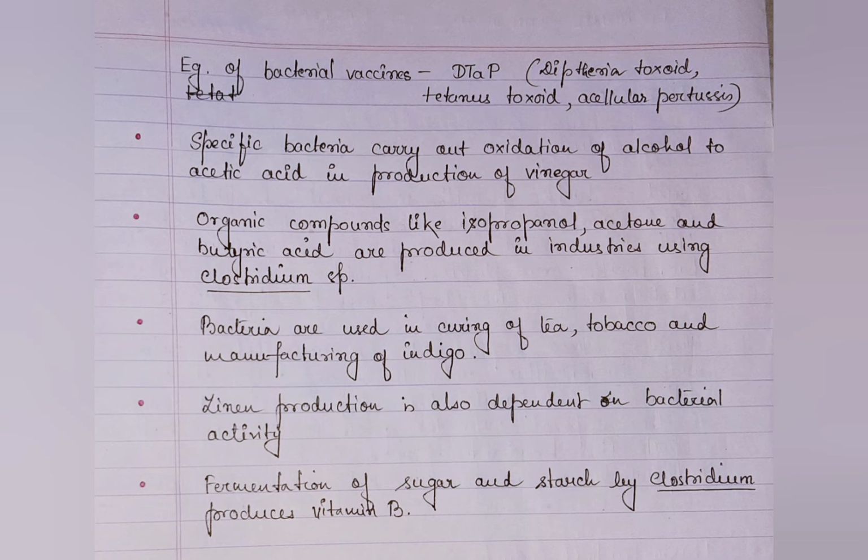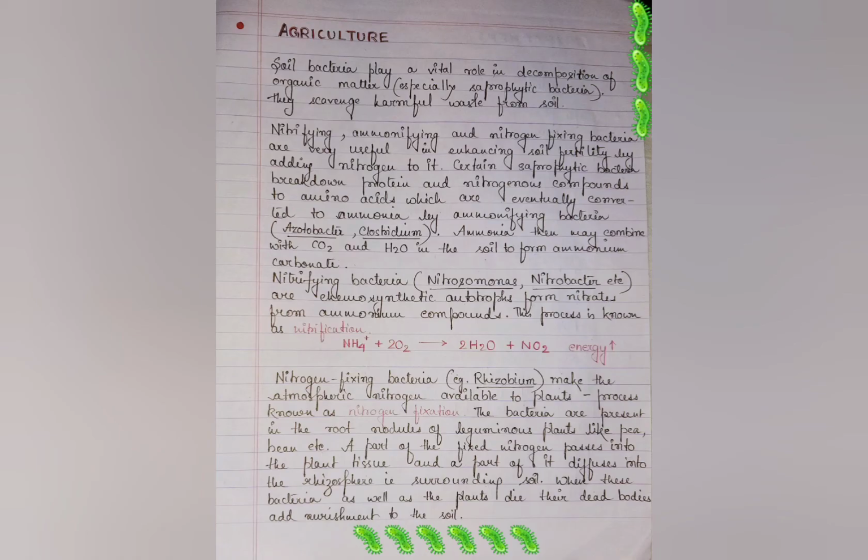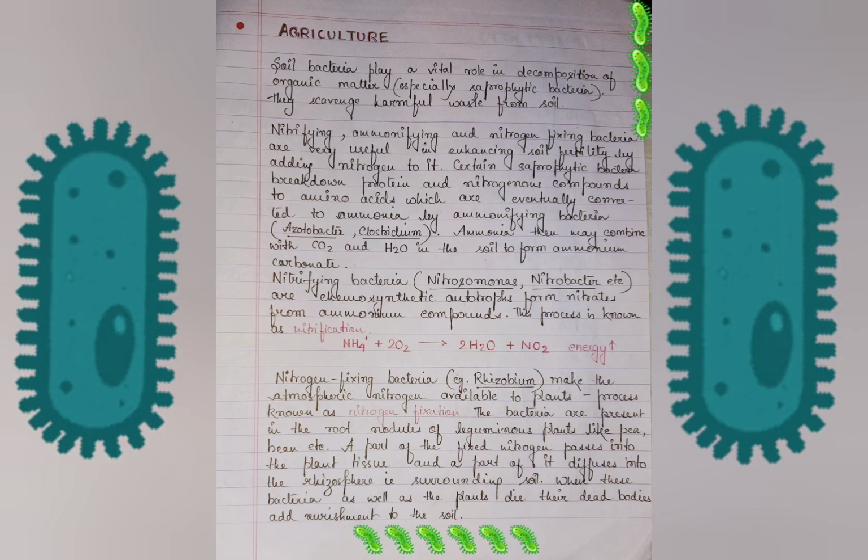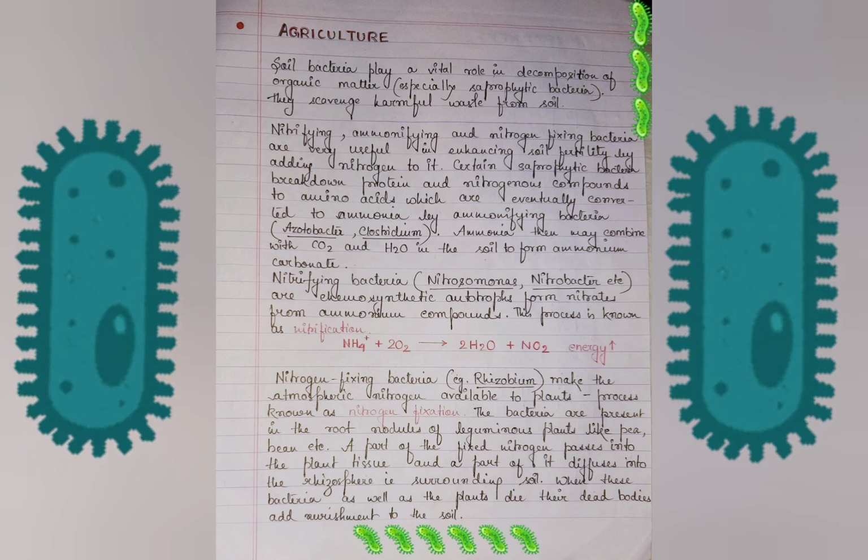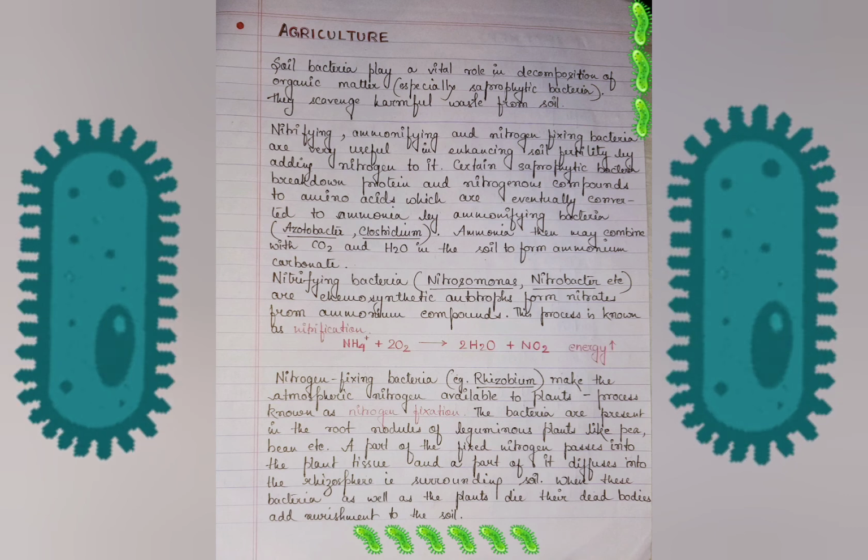Now we'll move on to agricultural uses of bacteria. Soil bacteria play a very important role in decomposition of organic matter, especially the saprophytic ones. They scavenge the harmful waste from the soil and render the soil harmless for organisms to grow and prosper. Nitrifying, ammonifying, and nitrogen-fixing bacteria are very useful in enhancing soil fertility by adding nitrogen to it.